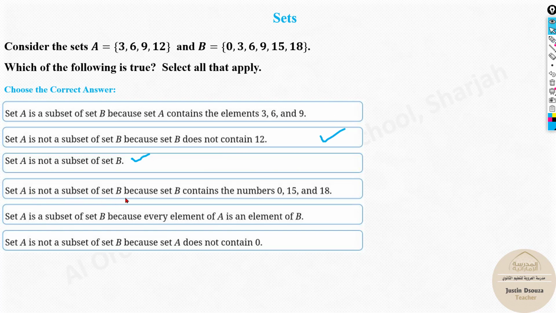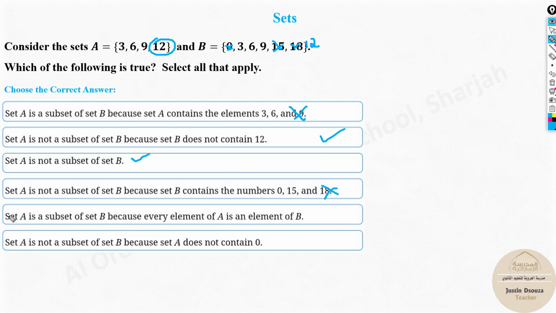Now let's see the fourth one. Set A is not a subset of B because it contains 0, 15, and 18. Wait a minute. It doesn't matter what extra numbers are there in B. It can have any number of numbers. It can have 20, 40, 50, but that doesn't make a difference. What makes a difference is this 12. So if you're telling set A is not a subset of B because of these extra numbers, that is absolutely wrong, because it is not a subset because of this 12. B does not have 12. It doesn't matter whether the 0, 15 and 18 are there or not. So this would be wrong.